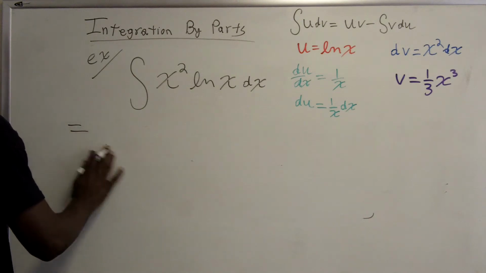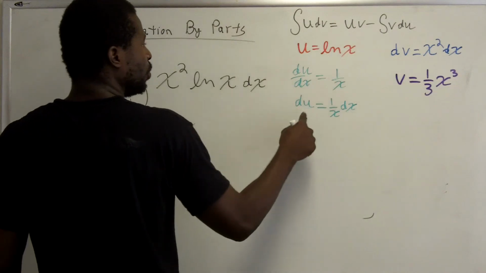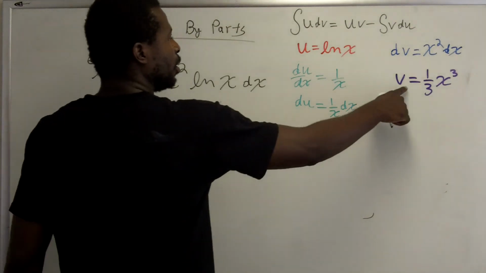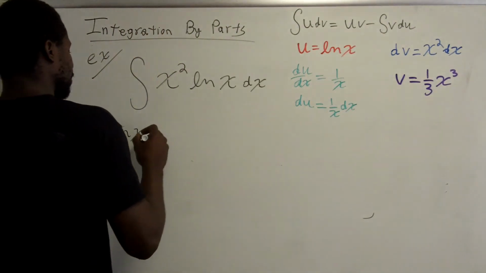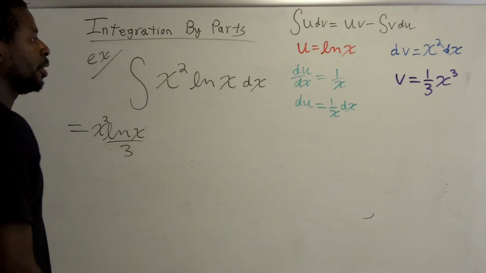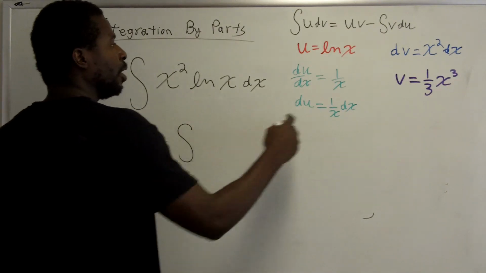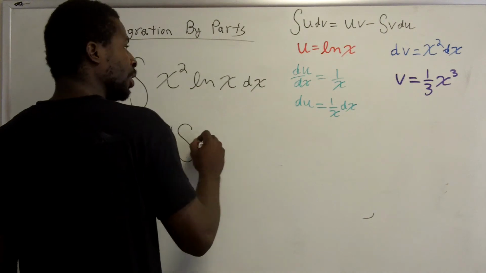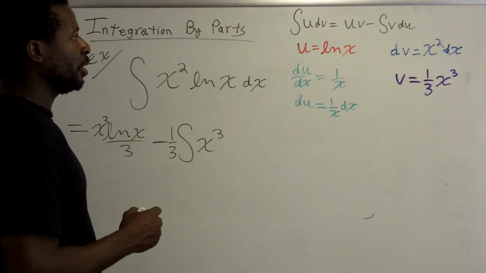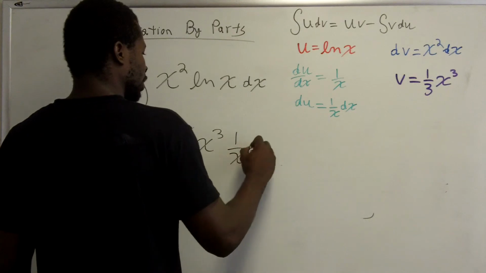So this is equal to, well, it's going to be u times v. U is ln of x times v, which is 1/3 x cubed. So that's uv, minus the integral of v, which is 1/3 x cubed, times du, and du is 1 over x dx.